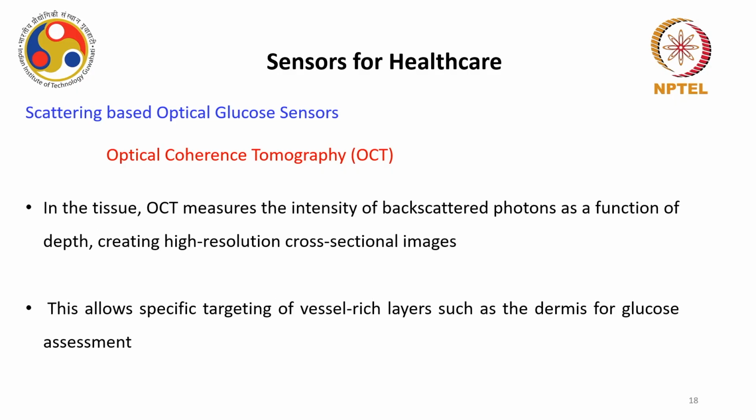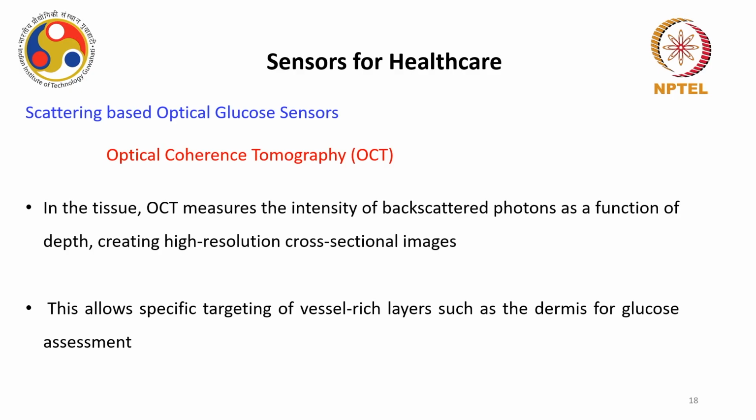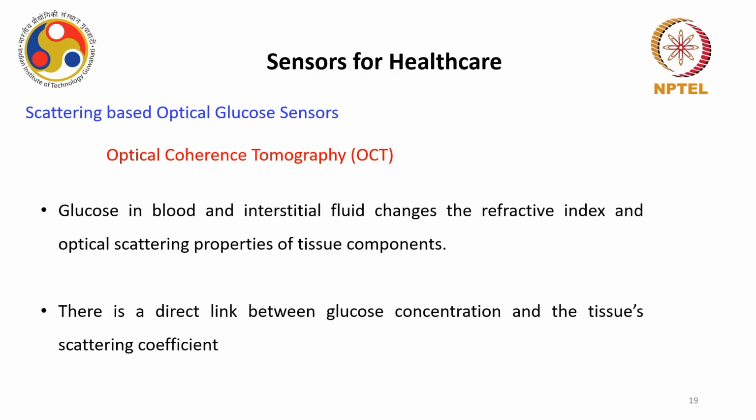In the tissue, OCT measures the intensity of the back scattered photons as a function of depth, creating high resolution cross sectional images. That is why its name is not optical coherence spectroscopy but optical coherence tomography, because you are creating cross sectional images using the back scattered photons. This allows specific targeting of vessel rich layers, for example the dermis, for glucose assessment. That is why mostly a depth of 100 micron or a little higher under the skin is targeted.